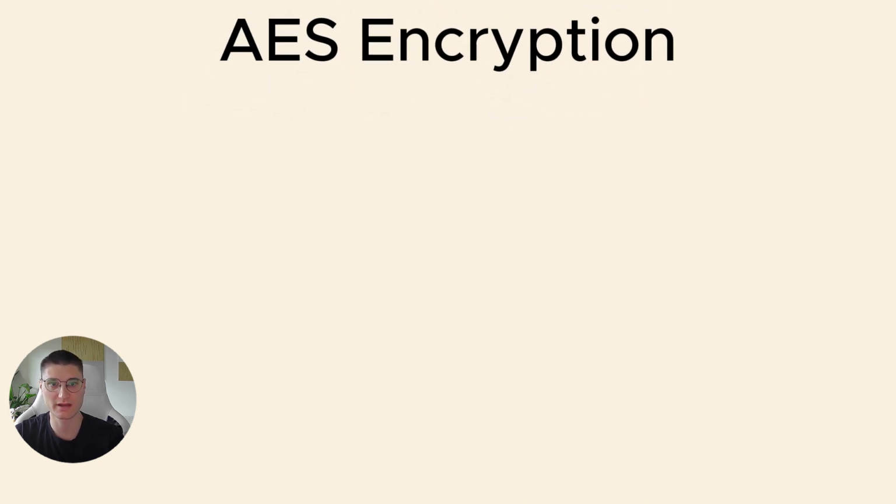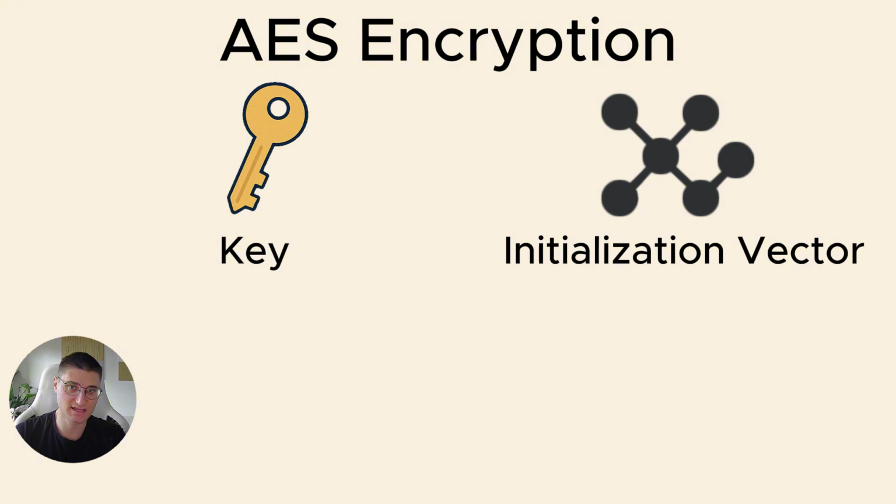Before we start, I have to quickly explain how AES encryption works. It requires two main parameters, the key and the vector. The key is the secret password that both sides must know. It's used to lock and unlock the data. Without the correct key, you cannot read the message. The vector, which is called IV, initialization vector, acts as a random starting point.